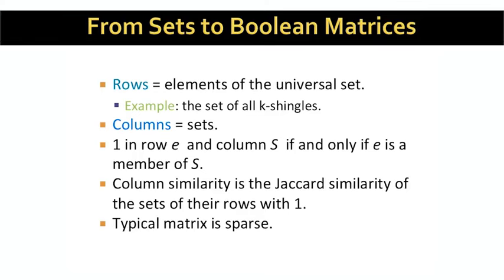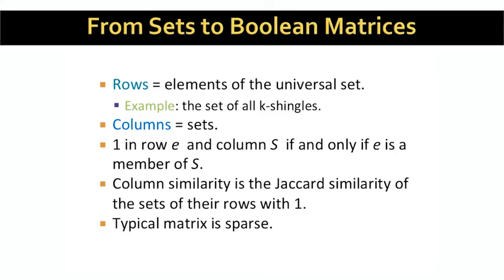It is important to note that in typical applications the matrix is very sparse. It has many more zeros than ones. For example, we choose k for k-shingling so that documents have relatively few of the possible shingles, which translates into columns having many more zeros than ones.